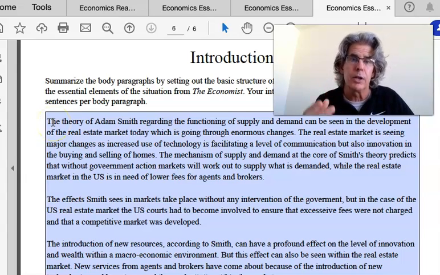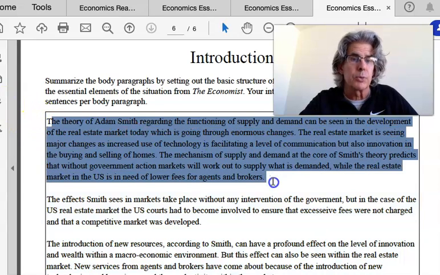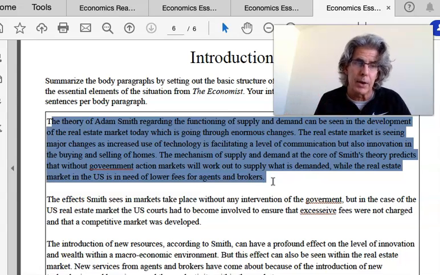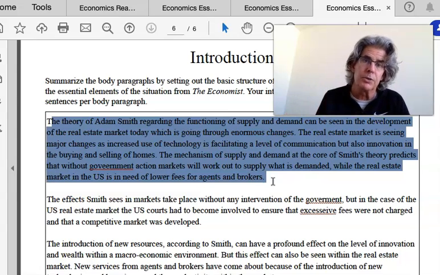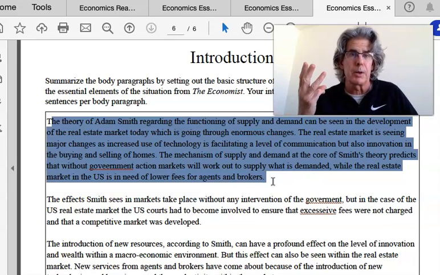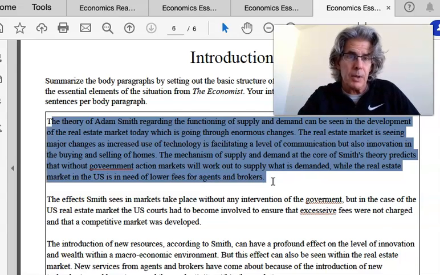I tried to write 2 sentences for every body paragraph. And I ended up writing 3 for the first one because I kind of set up a little bit of Smith and his background and a little bit about the housing market. And then I got into what Smith says about it and what's going on in the market. So it took me 3 for the first body paragraph. So, yeah, my thumb's happy enough. So that's what I did there.